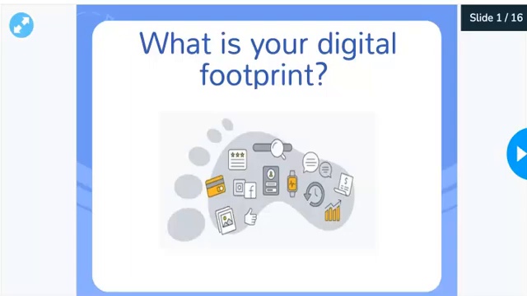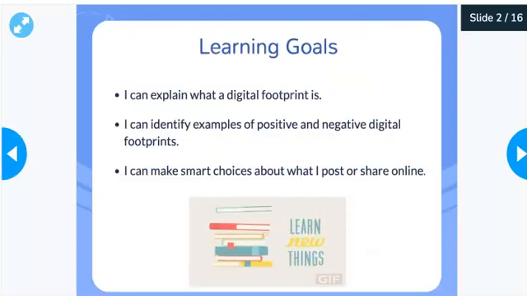1.1a encourages students to cultivate and manage their digital identity and reputation. 1.1c helps students demonstrate an understanding of the permanence of their actions in the digital world. The student learning goals are shown as: I can explain what a digital footprint is, I can identify examples of positive and negative digital footprints, and I can make smart choices about what I post or share online.